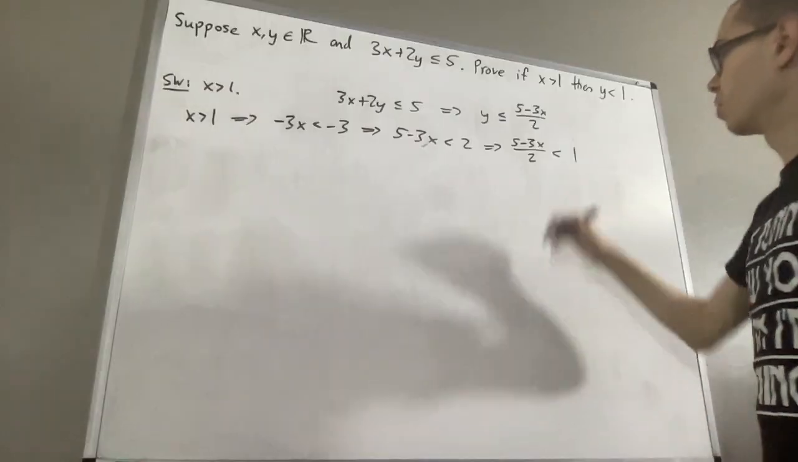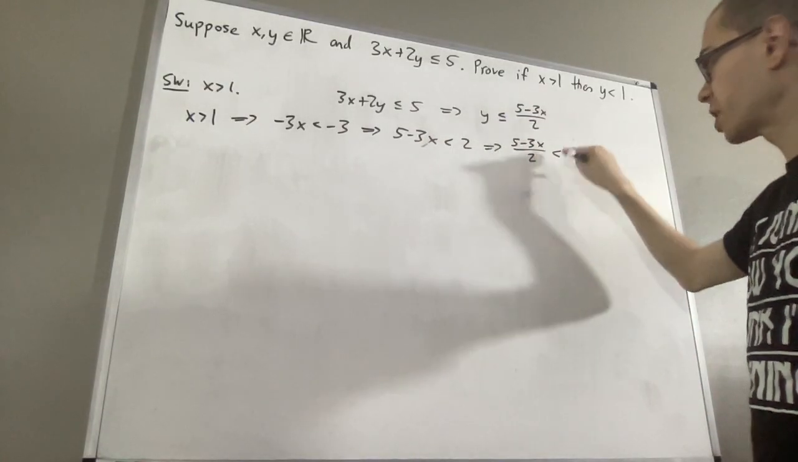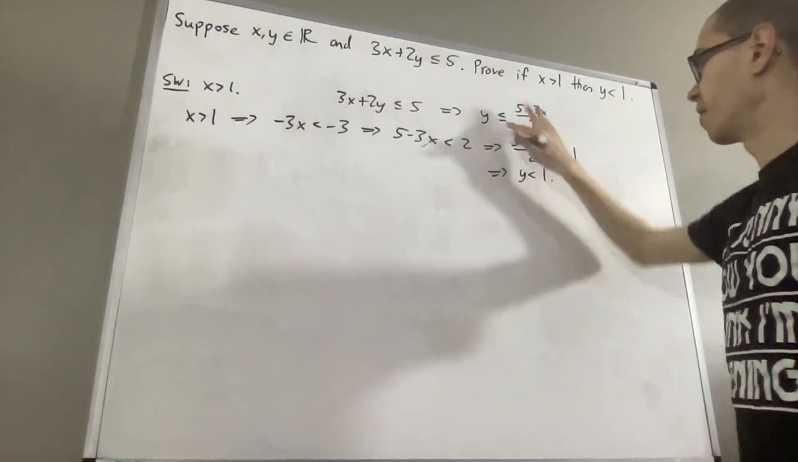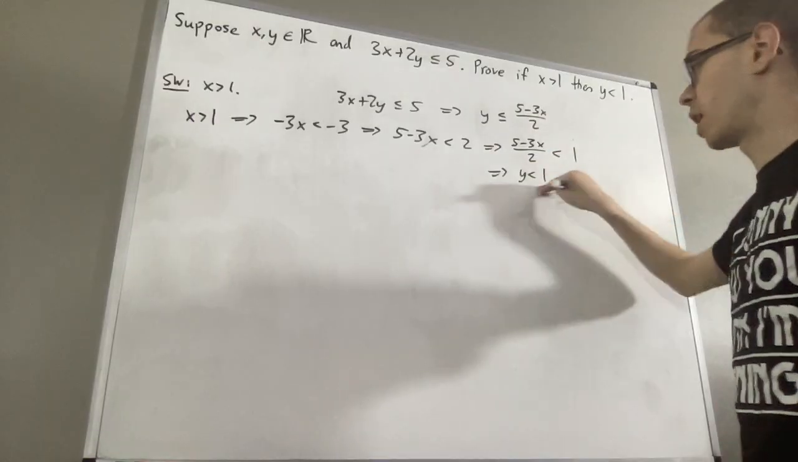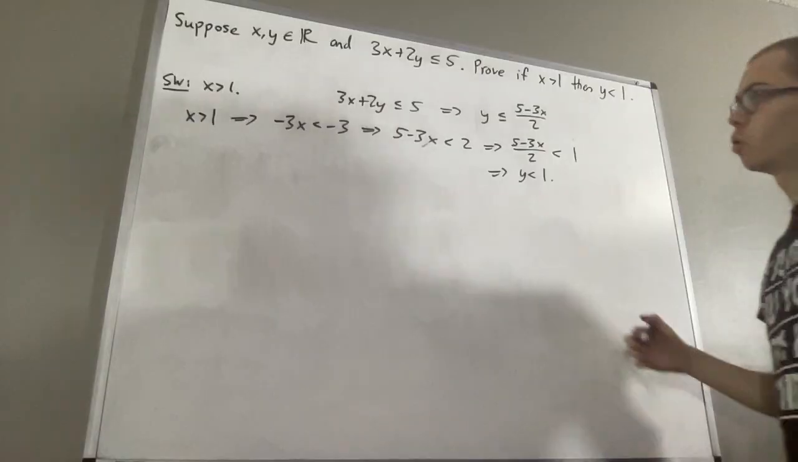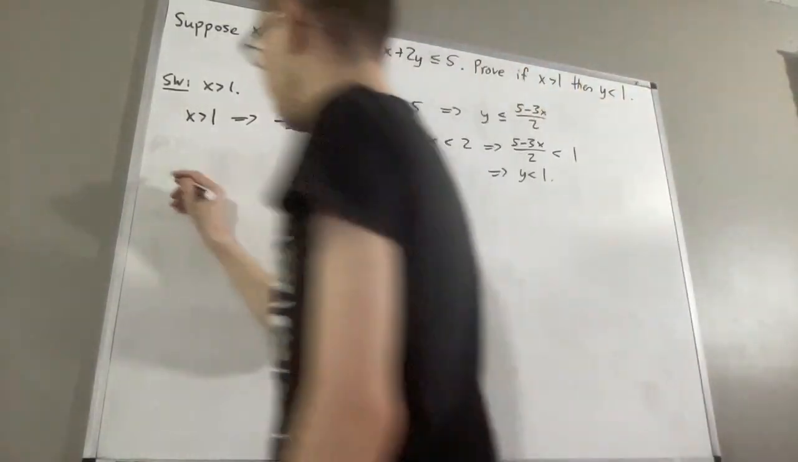So that's it. We see y is less than or equal to 5 minus 3x over 2, which is less than 1. Therefore, y is less than 1. Right? These two inequalities together imply y is less than 1. That's exactly what we wanted to deduce. So we could prove this statement directly. So let's do it. Let's write up the proof.